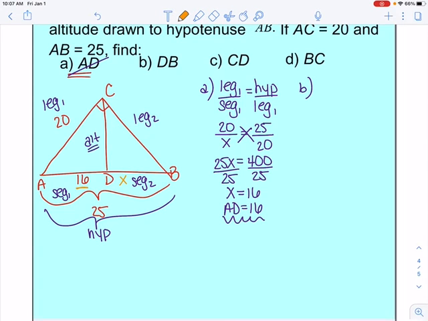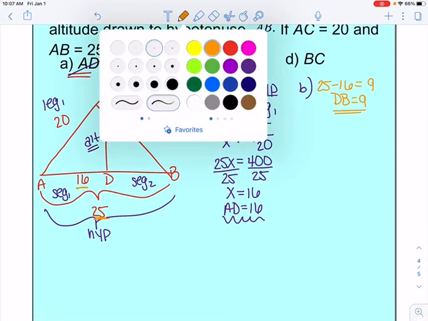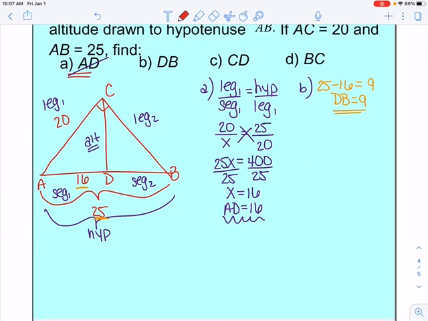We just found this piece was 16. I know the entire hypotenuse is 25. So if I take 25 and subtract 16 out, that's going to give me an answer of 9. So DB here is going to equal 9 just by a simple subtraction. Again, I could set up a proportion, but why bother? Okay, so I'll put that in now in red since we have that one. So now we know that that is 9.